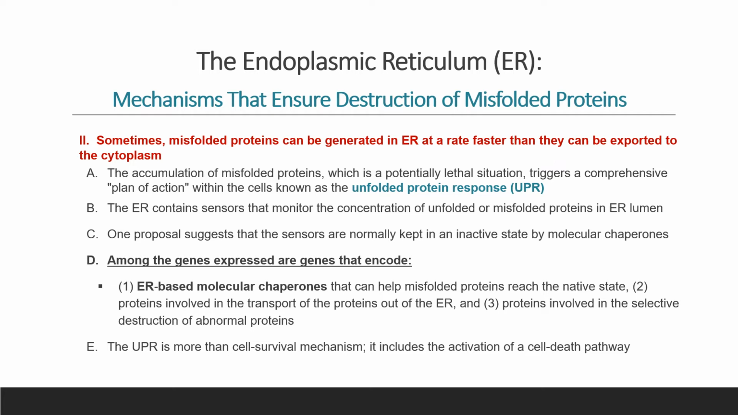Among the genes expressed are genes that encode the ER-based molecular chaperones that can help misfolded proteins reach the native state, proteins involved in the transport of proteins out of the ER, and proteins involved in the selective destruction of abnormal proteins. Okay? So the UPR, or unfolded protein response, is more than a cell survival mechanism, and it includes the activation of a cell death pathway.